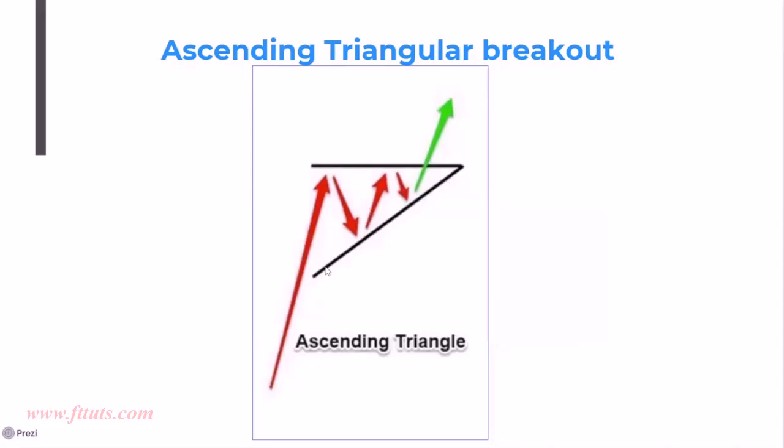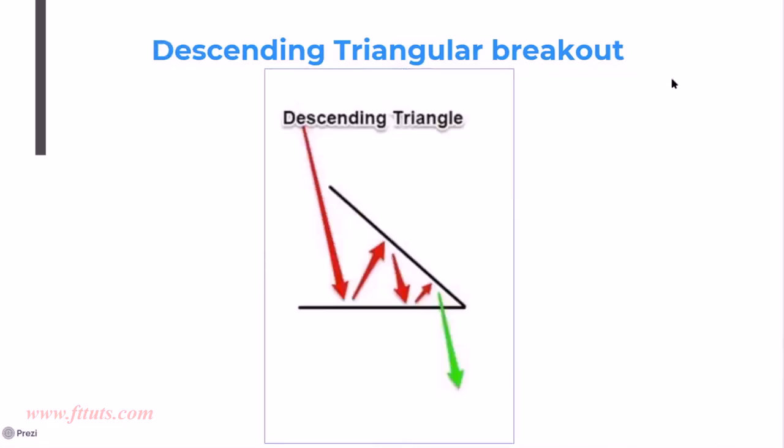And we have the demand increasing slowly on this lower trend, saying that this has to come to a point and make a decision. And if it breaks out, it means that there's more buying pressure than there is pressure holding it down. So same thing with a descending triangular breakout.